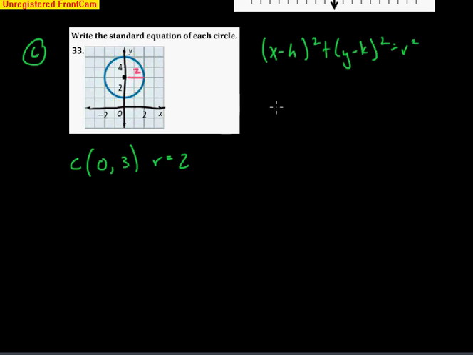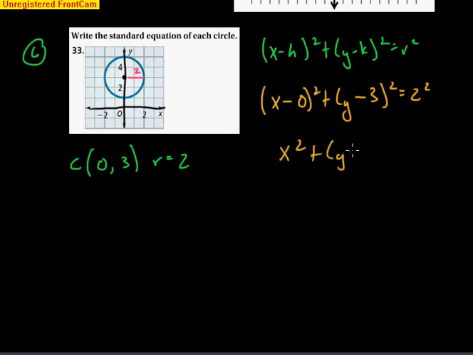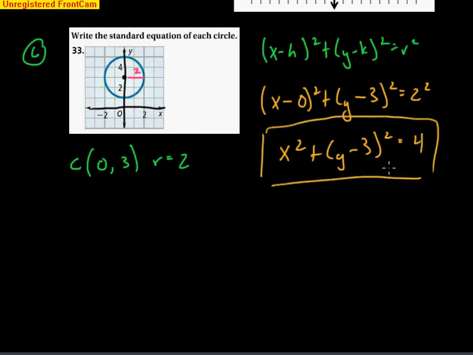So over here, when I plug it in, I will replace h, k, and r with what they are. x minus 0 squared plus y minus 3 squared equals 2 squared. And to simplify this, x minus 0 is just x, so that's just x squared. We leave the y minus 3 squared alone, and 2 squared is 4. And there's the equation of this circle.